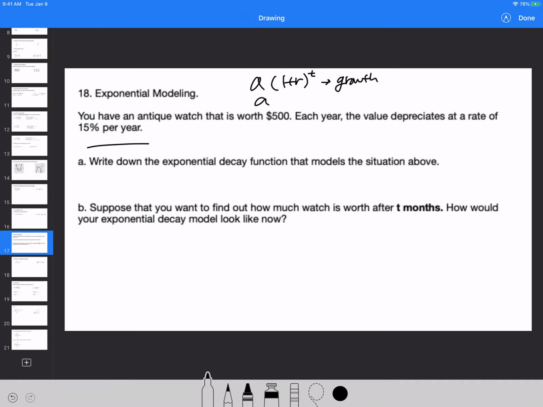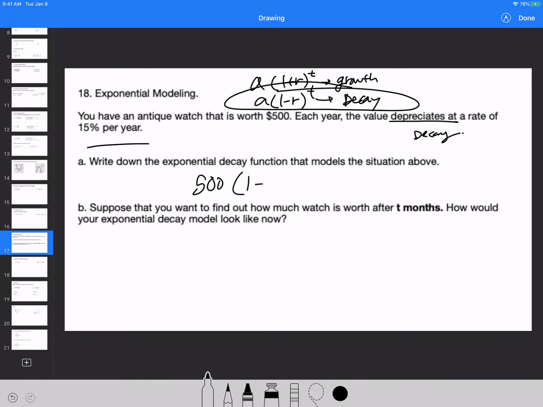That's growth: A times 1 minus r to the power of t. That's decay. This is decay, which means I'm going to be utilizing the second formula. Write down the exponential model decay function that models this situation. Initial value, 1 minus 0.15, 15% in decimal 0.15, raised to the power of t. So same thing as saying taking 85% of the previous value every single year.